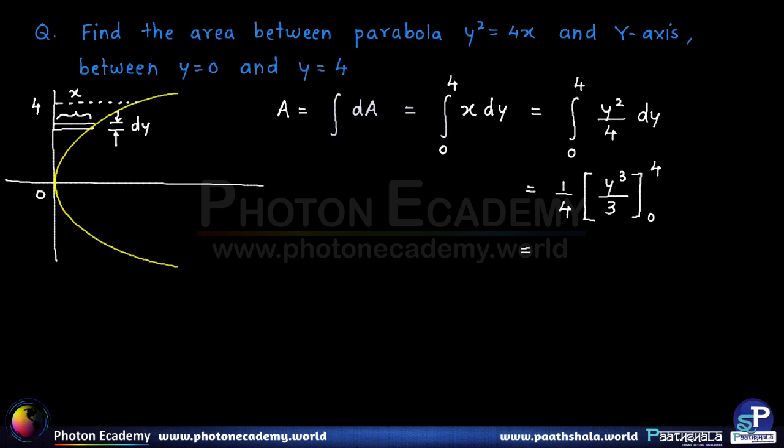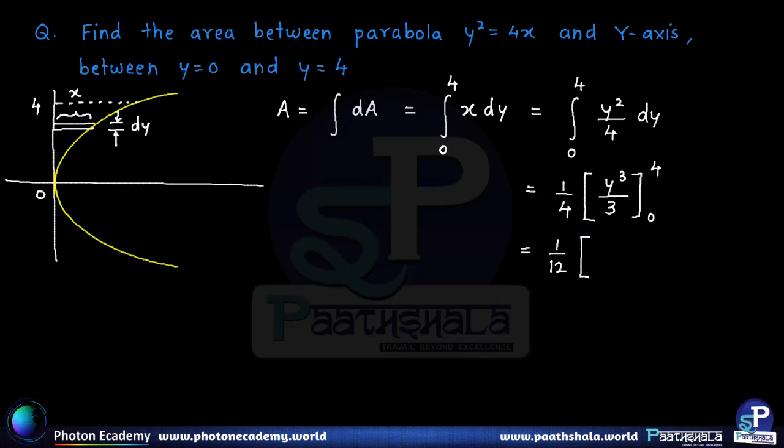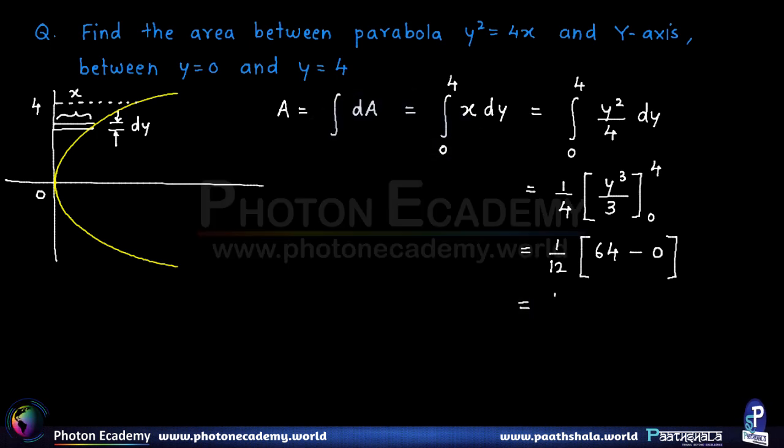Taking out 1 by 3, we have 1 by 12 outside, and now putting y as 4, which is the upper limit, we have 4 cube is 64, minus putting y as the lower limit 0, we have 0 cube as 0. So finally we have the answer as 64 by 12. We can cancel out a factor of 4 and finally get 16 by 3 as the answer. In this way we can use the horizontal strip to calculate the area. Now let's see another different type of question.